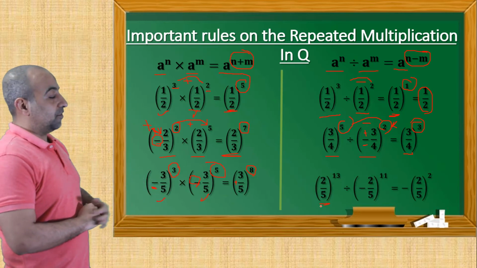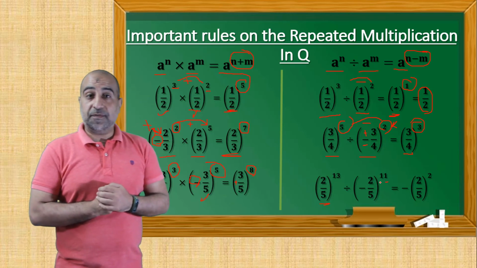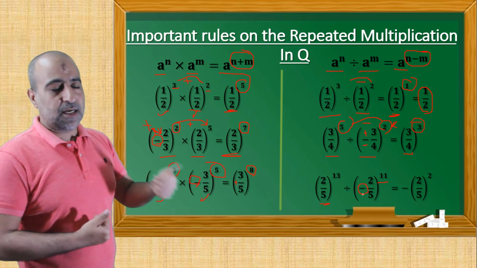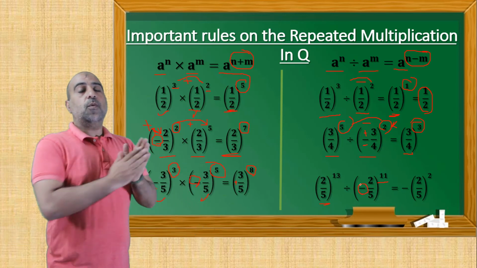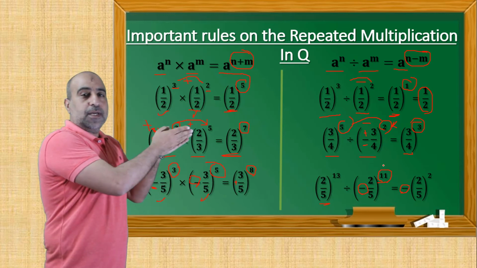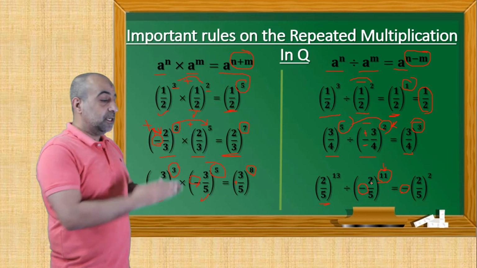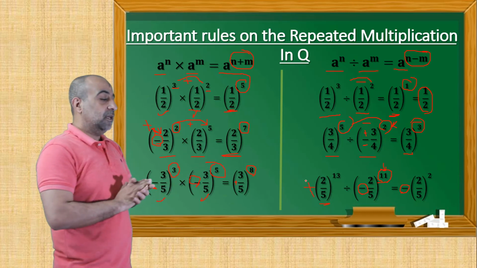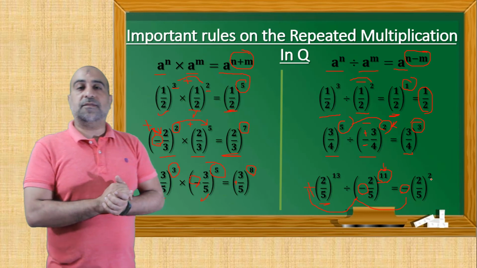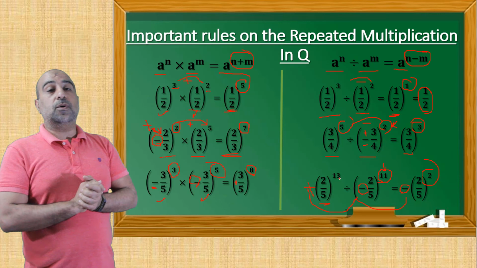Finally, 3 over 5 to the power of 13 divided by negative 2 over 5 to the power of 11. The bases are 2 over 5 and 2 over 5, but one of them is negative. Then we have to deal with the negative. The negative will not be deleted because the power is an odd number. Then the result will still be a negative number because positive multiplied by negative equals negative, and 13 minus 11 equals 2. Then the result will be negative 2 over 5 all to the power of 2.